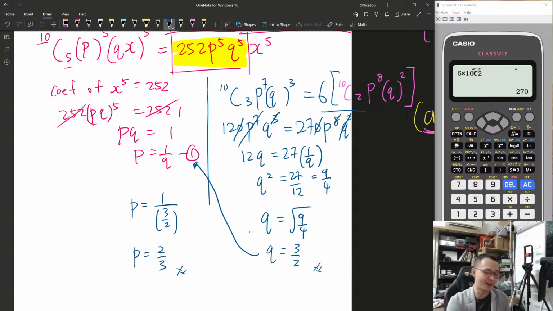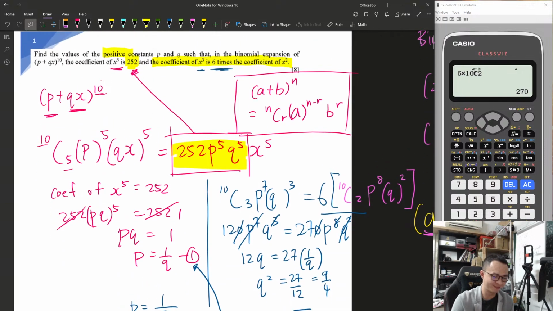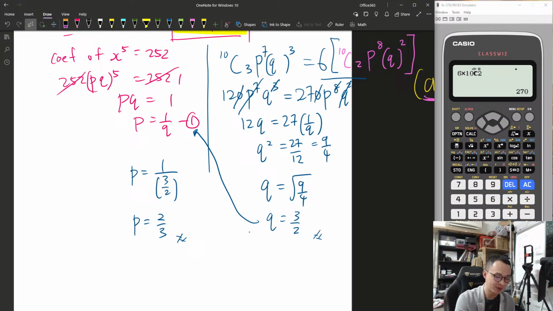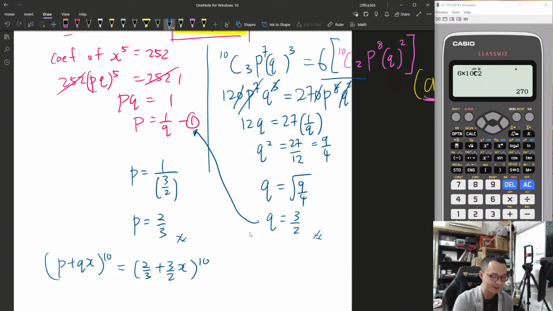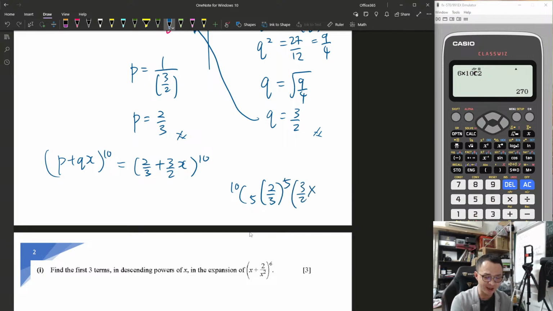Okay, so this is how we solve this kind of question. You might be wondering, sir, are you sure your answer is correct? So let's say P plus Q x power of 10, right? If I plug in my value, which is 2 over 3 plus 3 over 2 x power of 10, you can see if I want to find the coefficient of x power of 5, I will do 10c5. And my a is 2 over 3, 10 minus 5 power of 5. And then this one is 3 over 2 x power of 5.